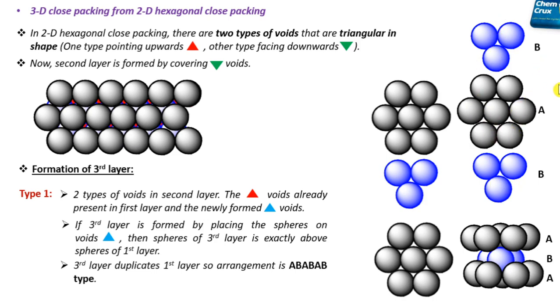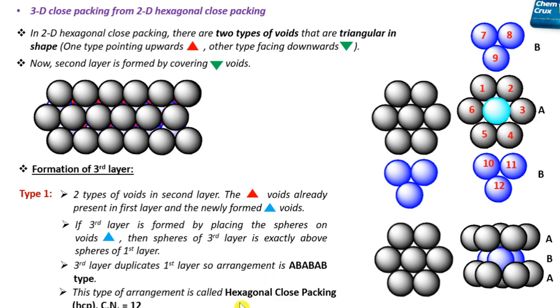Now I want to find the coordination number of, suppose, this sphere. That is the one I have marked. So this sphere is in contact with 12 spheres, as you can see. So we can say this type of arrangement, that is hexagonal close packing, has a coordination number of 12, right?